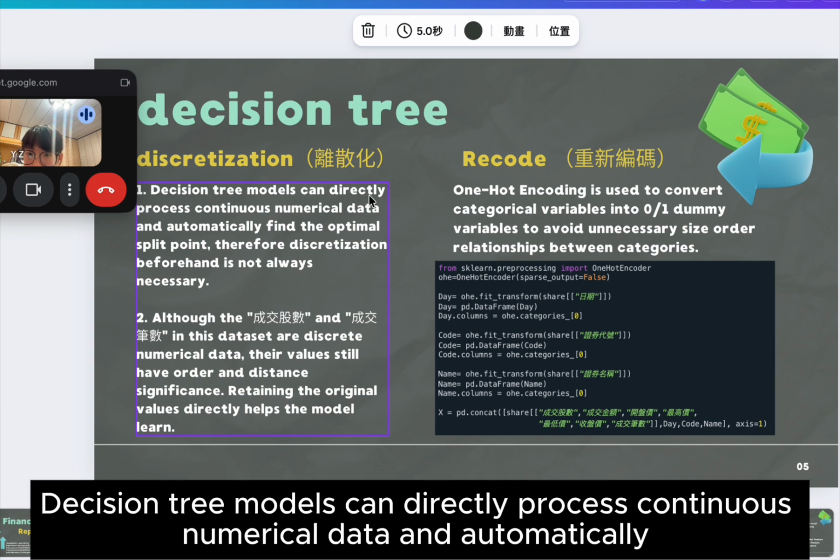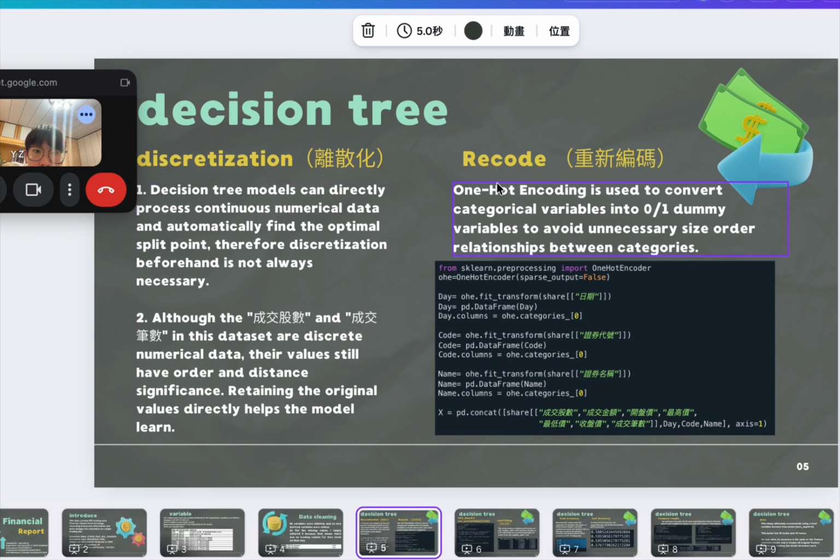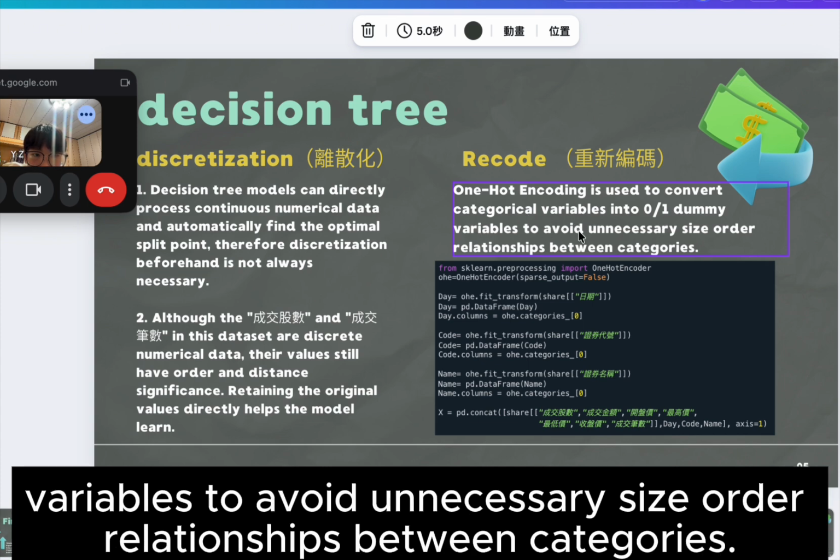Distribution-wise, the price difference is continuous, there is no more data, and alternative discretization is not always necessary. Therefore, discretization is not always necessary. And I use one-hot encoder to convert categorical variables into 0 and 1 dummy values to avoid assuming an ordinal relationship between categories.